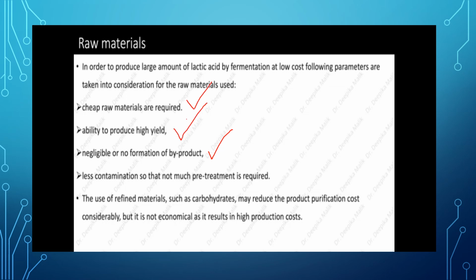The first one, it should be cheap. It should have the ability to produce high yield. There should be negligible or no formation of byproducts, and it should have the ability to tolerate contamination so that not much pre-treatment is required.